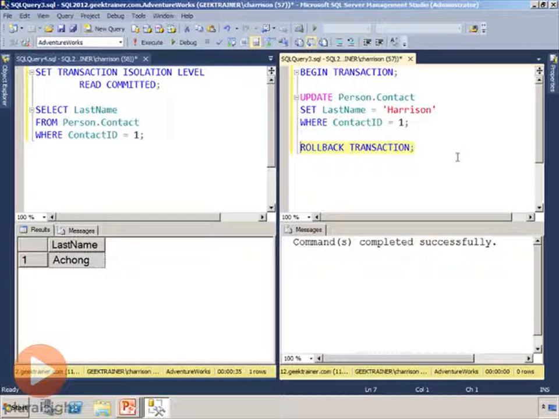a Kong. Two things to note. One, a Kong is the original value inside the AdventureWorks database. And number two, this only worked once we released that exclusive lock that we had on the right-hand side. That's read committed.